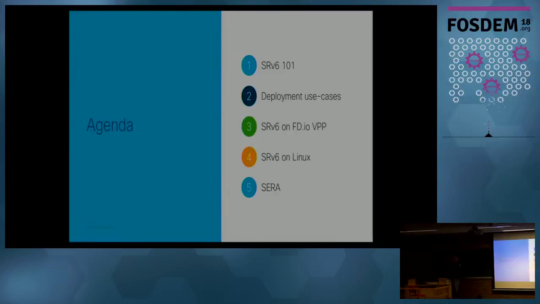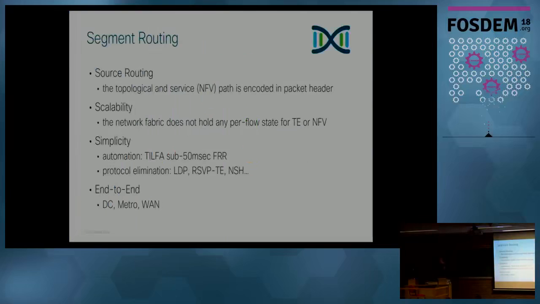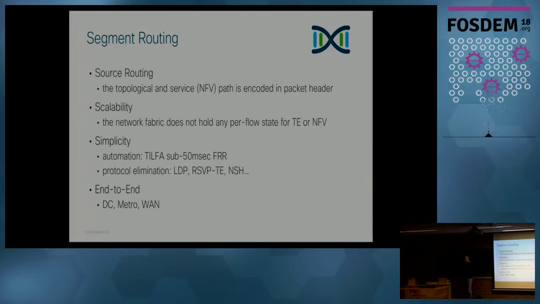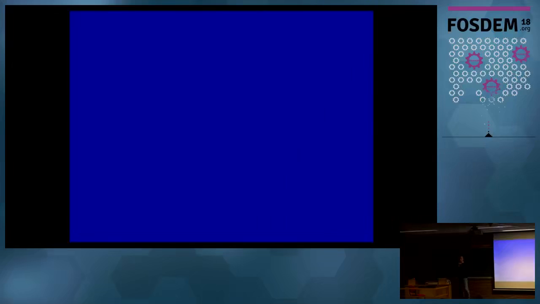So what I'll try to do is give you a brief overview of segment routing, the deployment use cases, and then talk a bit about VPP, Linux, and SERA, which you will see later what it actually is. So what is segment routing? The idea behind segment routing is that we actually leverage the paradigm of source routing. So what does this mean? That instead of programming all the routers in the network, what we are actually doing is that on the head end, we are adding the list of segments that a packet has to traverse through the network.